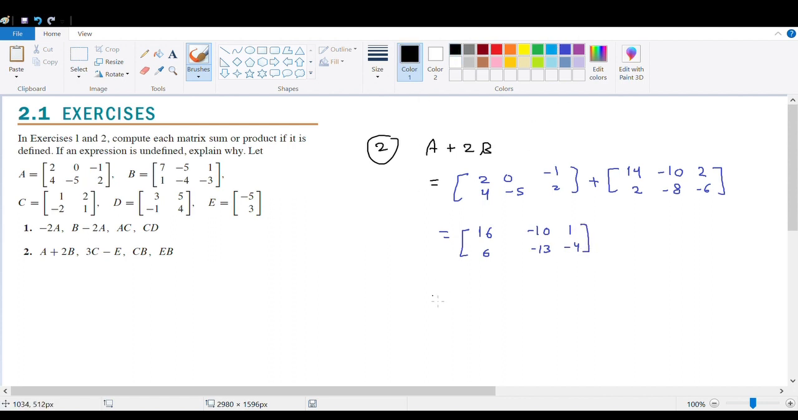Then we need to find 3C minus E. So for 3C, we multiply C by 3 and then we subtract E. But here C is 2 by 2, E is 2 by 1, so this one is not defined. Undefined, because of the different sizes of the matrices.